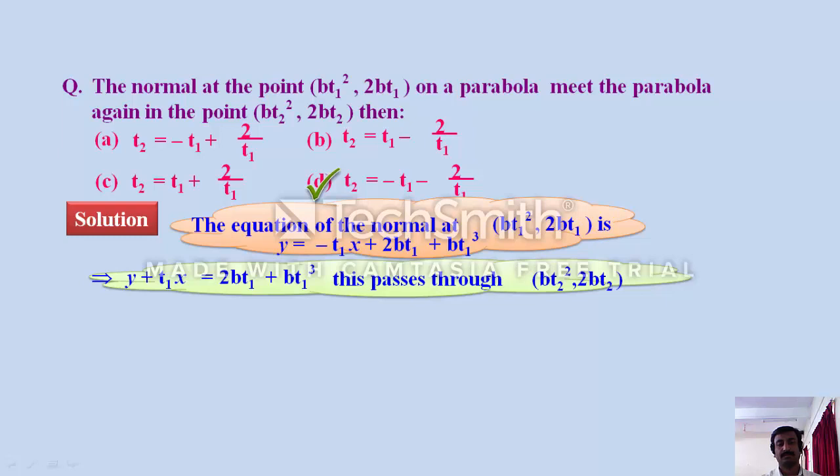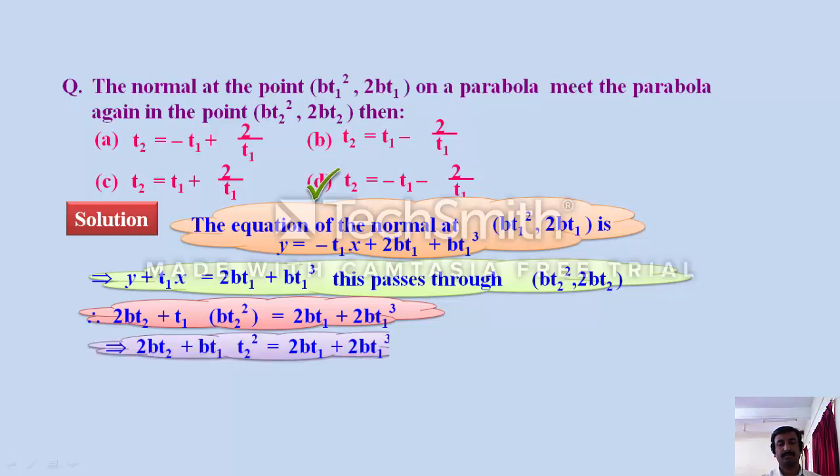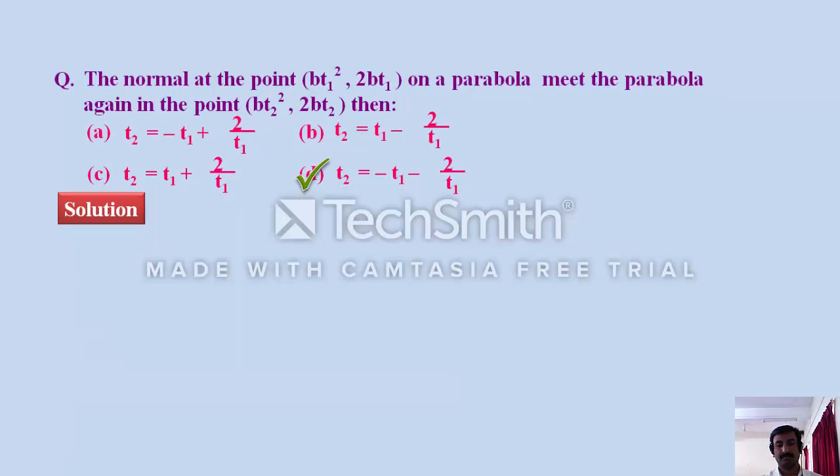Let us proceed now. Look at this, y plus t1x equal to 2bt1 plus bt1 cube. Simply I have taken this term to the left side and the rest of the part is the same. This again passes through this point. Now substitute the values of x and y, bt2 square, 2bt2. Now this will be in the form of y equal to this and x equal to this. Just simplification is pending: 2bt2, t1 as it is, again t2 square, 2bt1, bt1 cube.